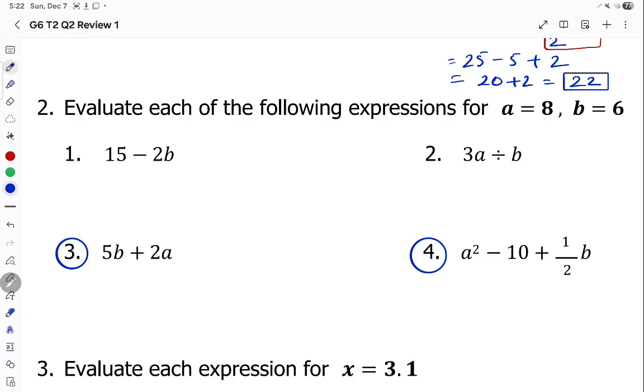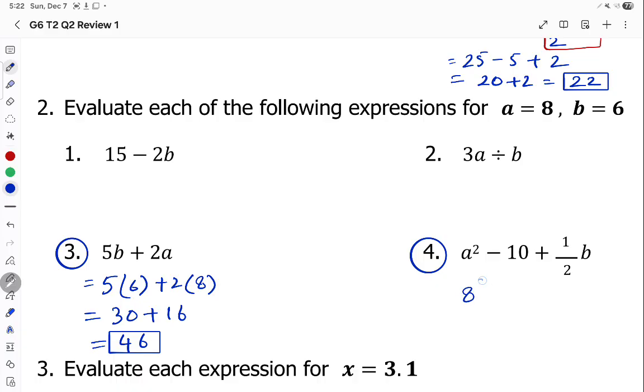part. 5b plus 2a. Now I know my b is 6 and a is 8. So 6 times 5 or 5 times 6 is 30 plus 16 gives us 46. Okay, and here a is 8 to the power of 2 minus 10 plus half times b, which is parenthesis 6.